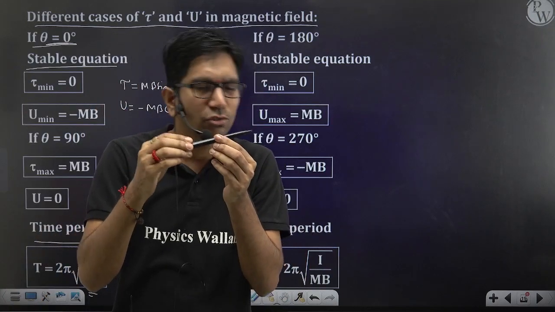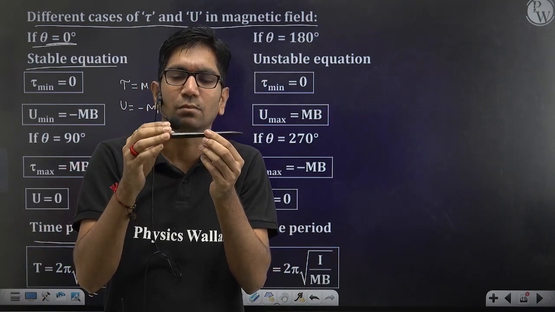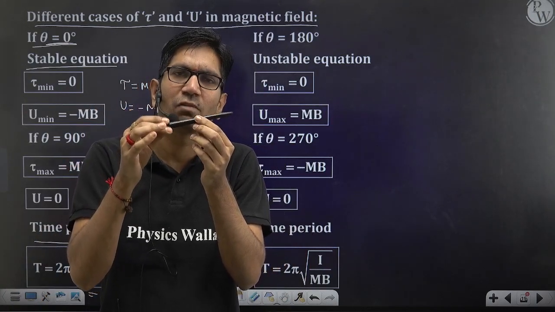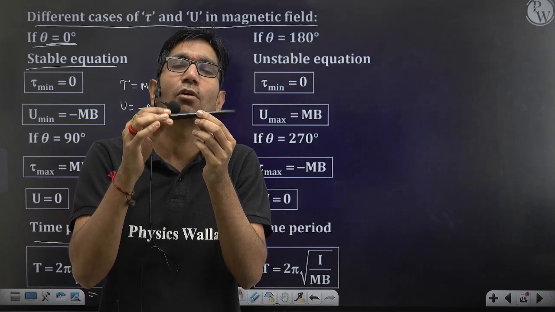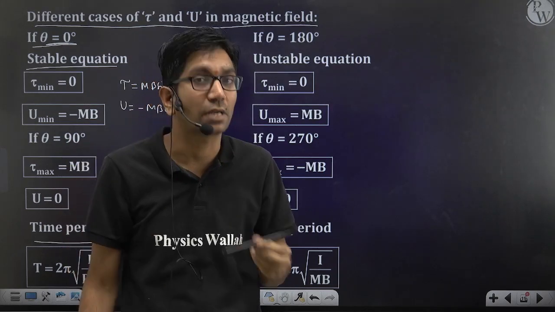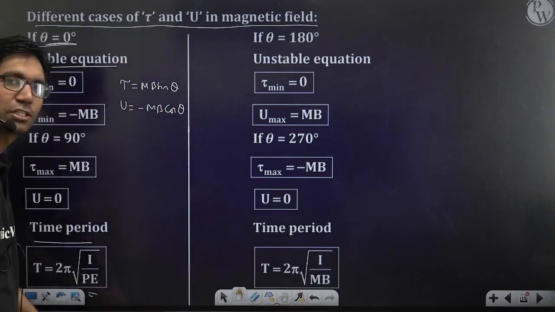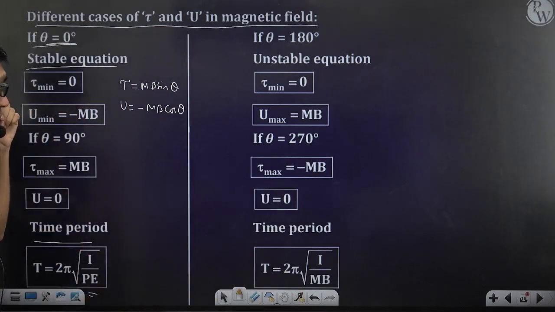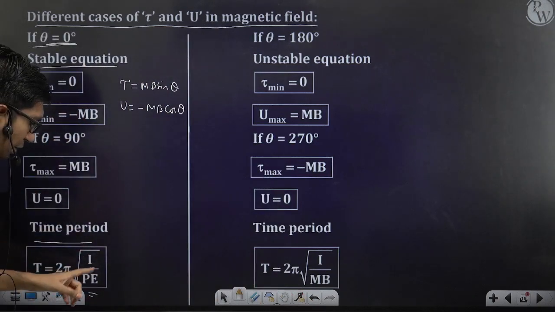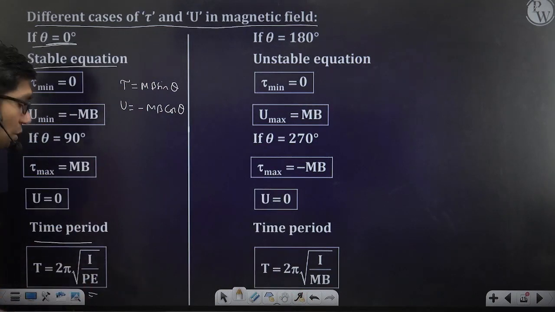This is a stable equilibrium, so no torque will be present here. When you disturb it, it will oscillate like this. The time taken to complete one oscillation is called the time period, correct? That time period is 2π√(I/PE), where I is nothing but the moment of inertia.